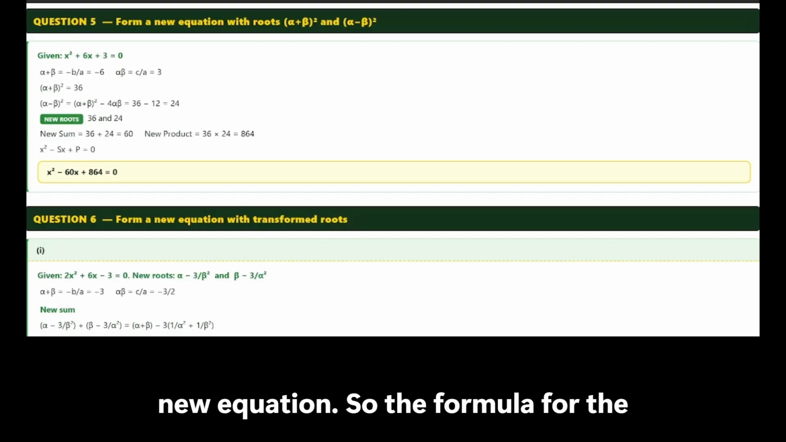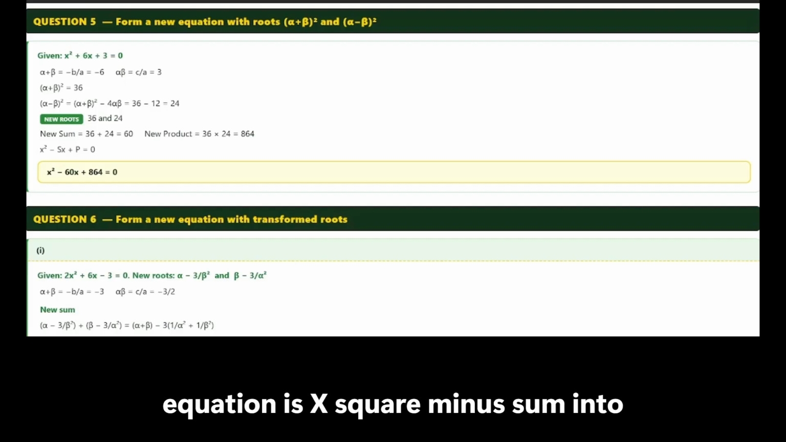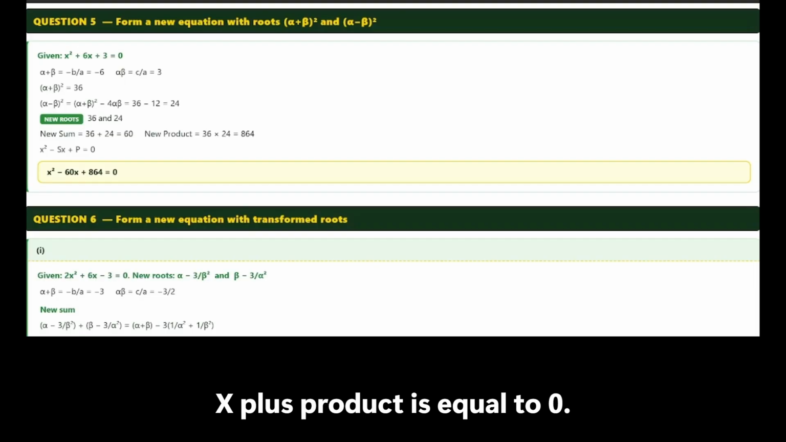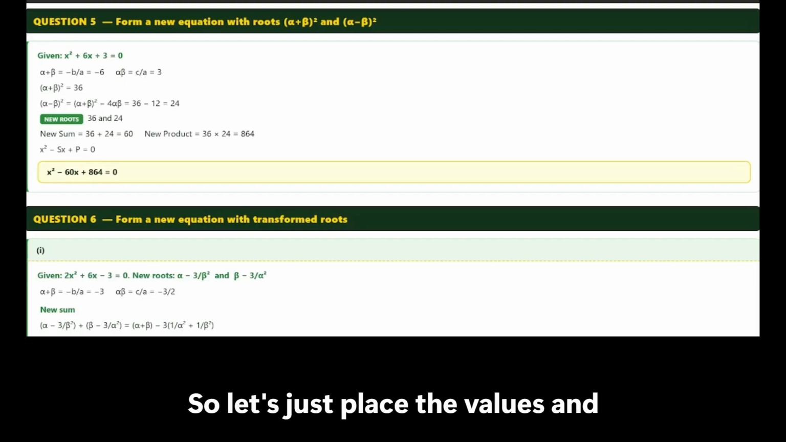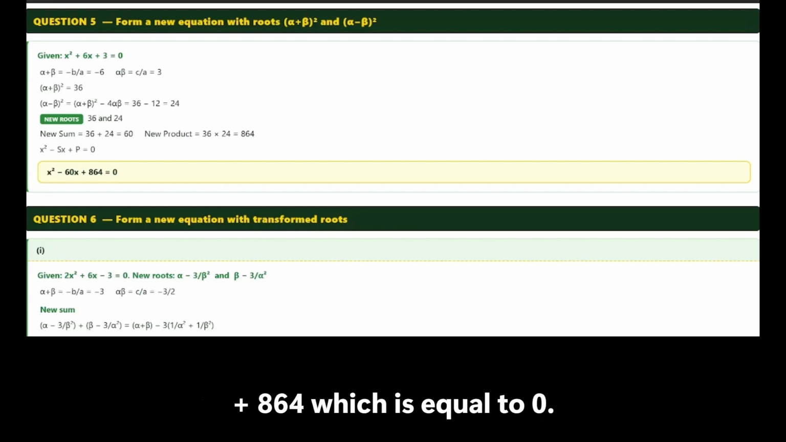Now we need to form a new equation. So the formula for the equation is x square minus sum into x plus product is equal to 0. So let's just place the values and we get x square minus 60x plus 864, which is equal to 0.